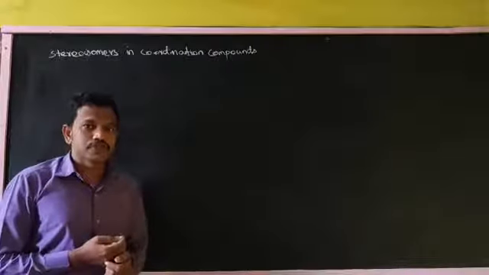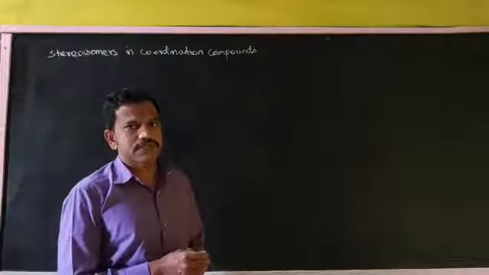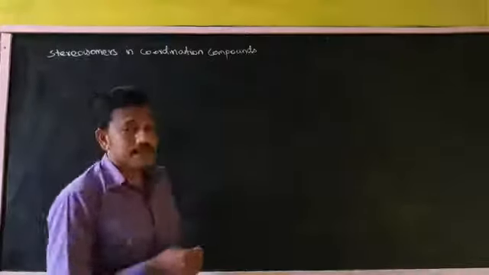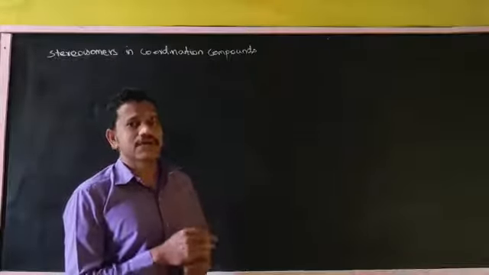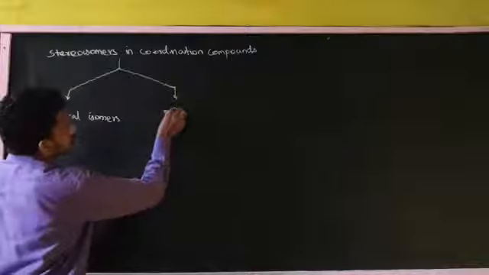It arises due to the spatial orientation of ligands around the central metal atom or ion, right? I repeat again. It arises due to the spatial orientation of ligands around the central metal atom or ion. It is called stereoisomers. It has two types. One is geometrical isomer. Another one is optical isomer.